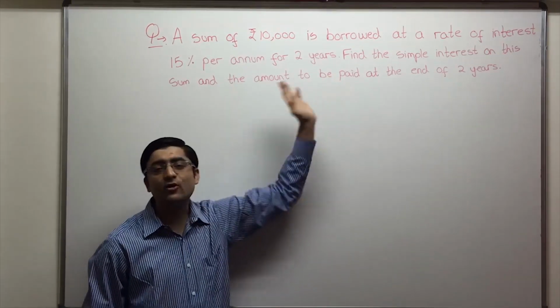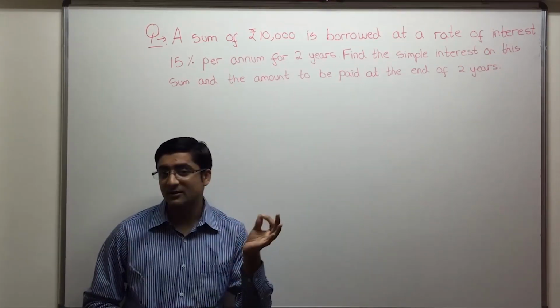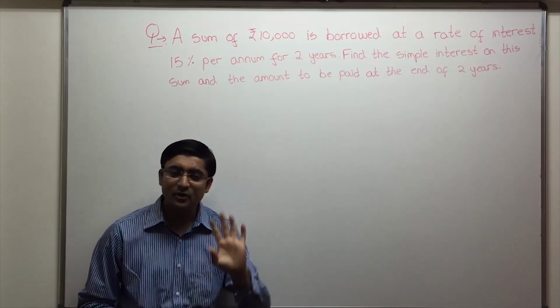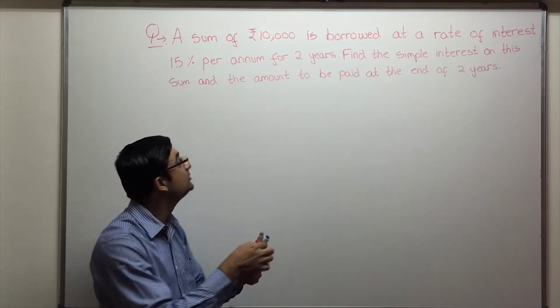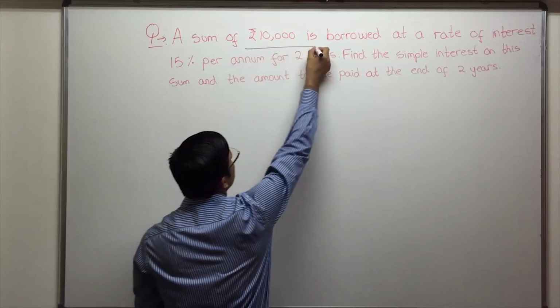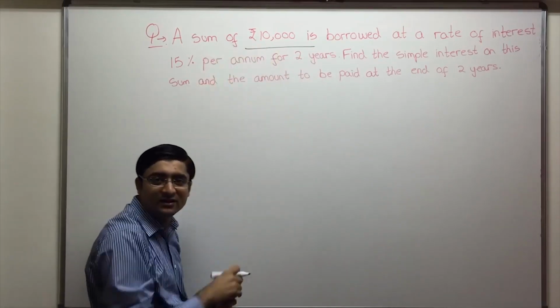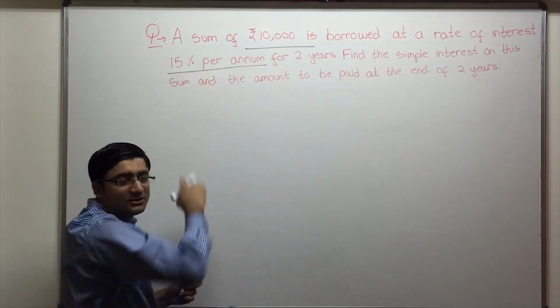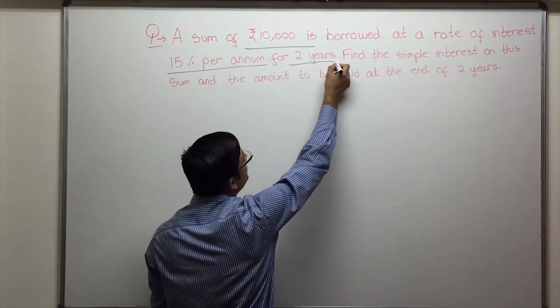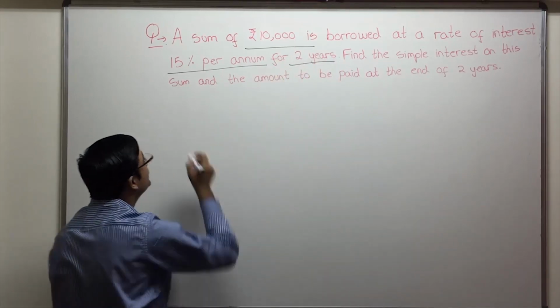So whenever we talk about simple interest, we need three things: principal, rate and time. So first of all in the question, identify the principal, the rate and the time. A sum of rupees 10,000 is borrowed. That means this over here is our principal. At a rate of interest 15% per annum, this over here is our rate. For 2 years, this over here is the time, right? So write it down.